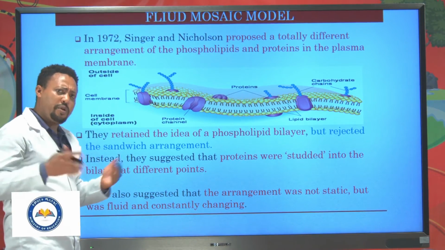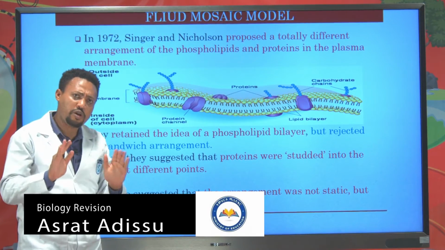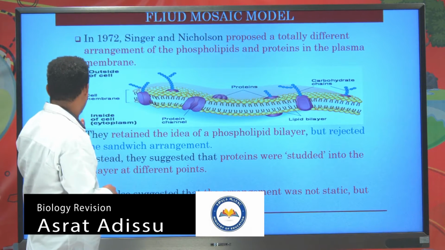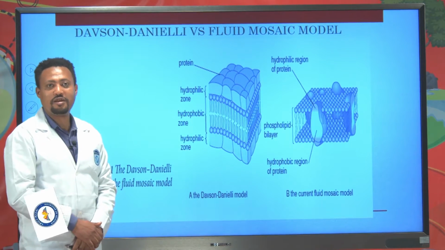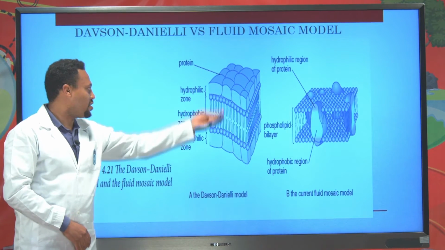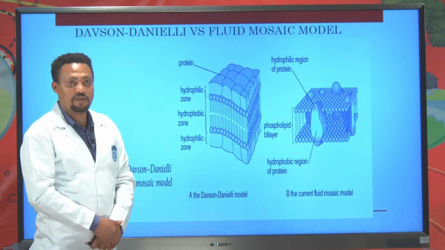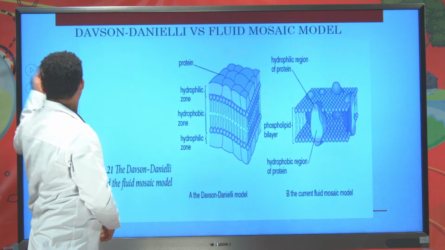So they explained it in a different way. Their model was widely accepted and became more popular than the Davson-Danielli model. This is the Davson-Danielli model. That one is the fluid mosaic model. Let's see the main features of this model.